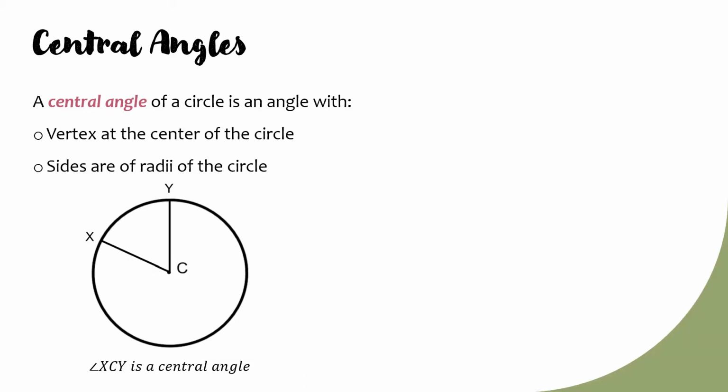So a central angle inside of a circle is an angle that has a vertex at the center of the circle, and the sides are made up of radii. So here we have circle C. We could call this circle C. And angle XCY is an example of a central angle.